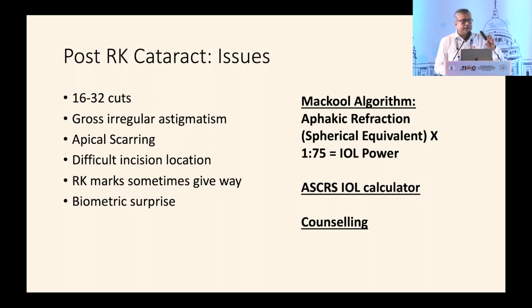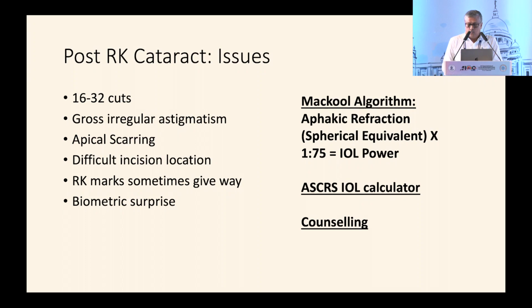But in post-RK cases, many a times we find grossly irregular astigmatism, 16 to 32 cuts, apical scarring, difficult incision location, RK marks sometimes give away, and there is biometric surprise. So in post-RK cases, it's not always possible to get the lens value from the ASCRS IOL calculator. It's better to go by the Maloney algorithm.